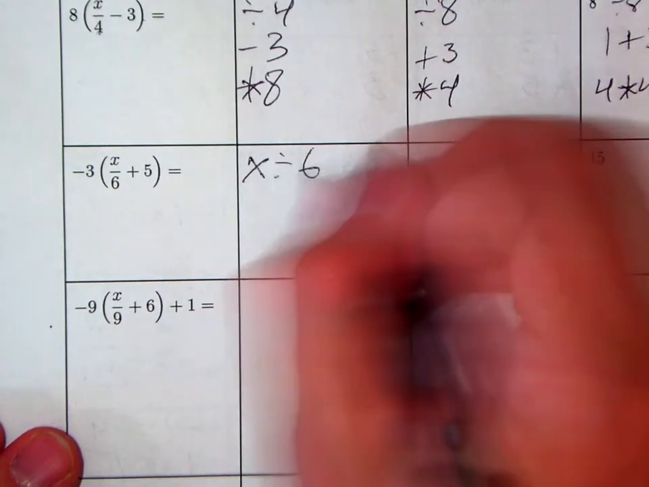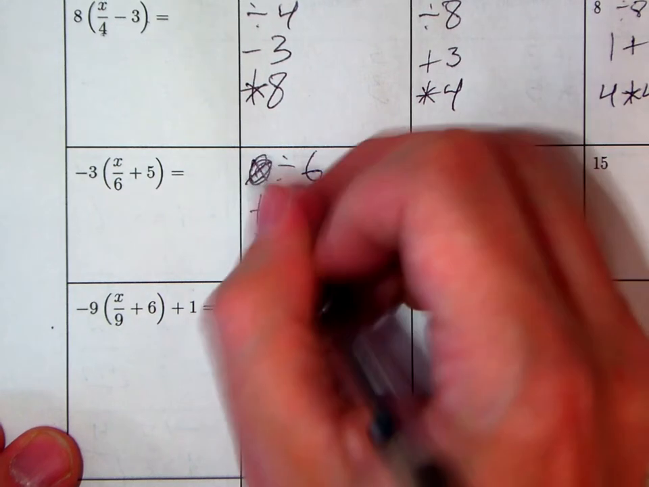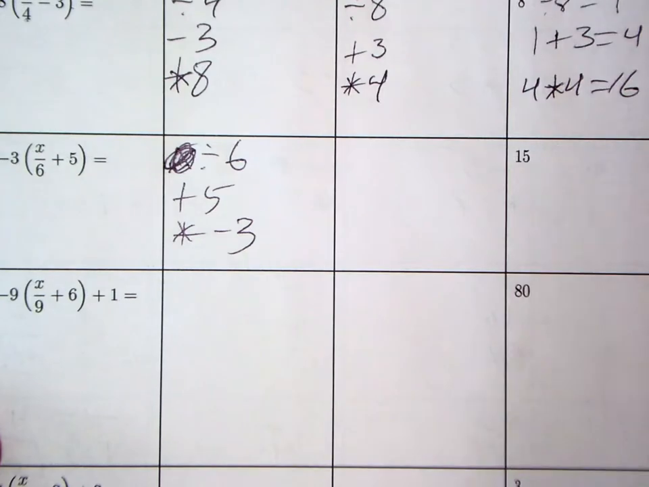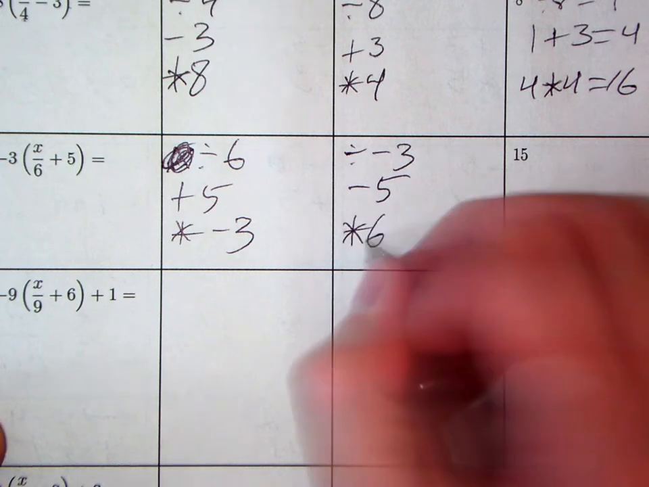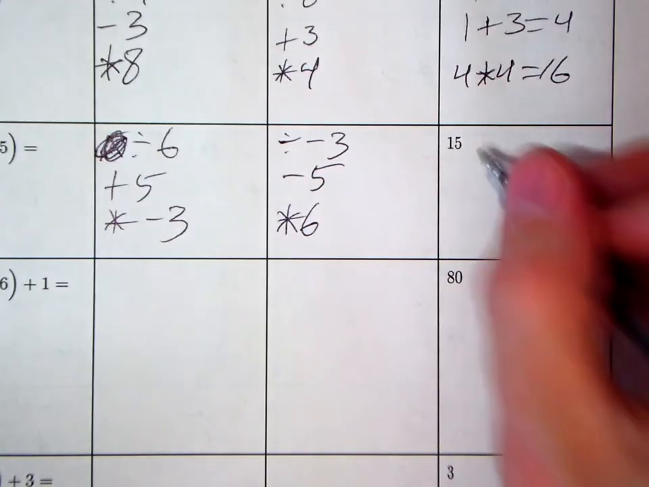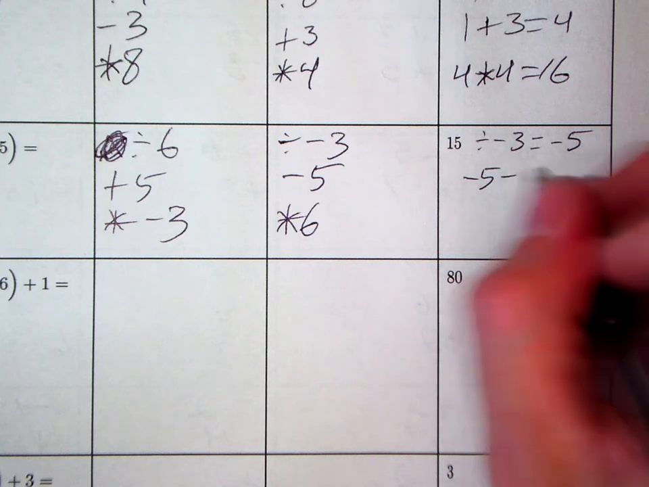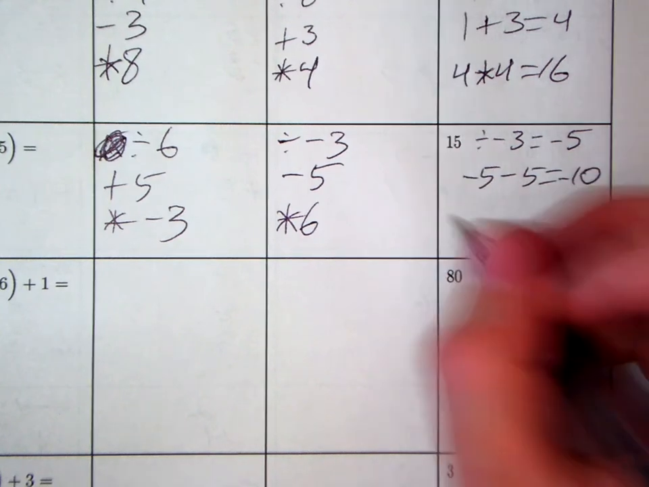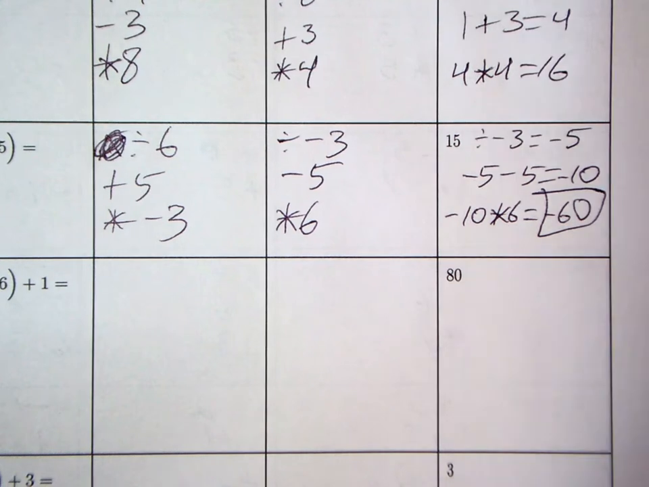X divided by 6, and then plus 5, and then multiplied by a negative 3. So we can cross out the x there. And we divide by a negative 3 first, we subtract 5, and we multiply by 6. So if we start with 15, divided by a negative 3, this gives us a negative 5. Negative 5 minus 5 gives you a negative 10. Negative 10 times 6 is equal to negative 60.